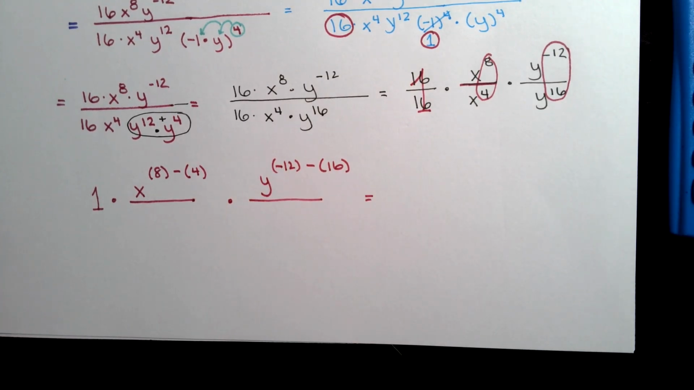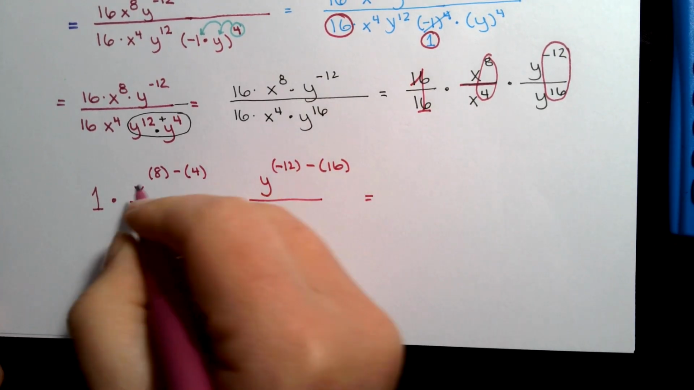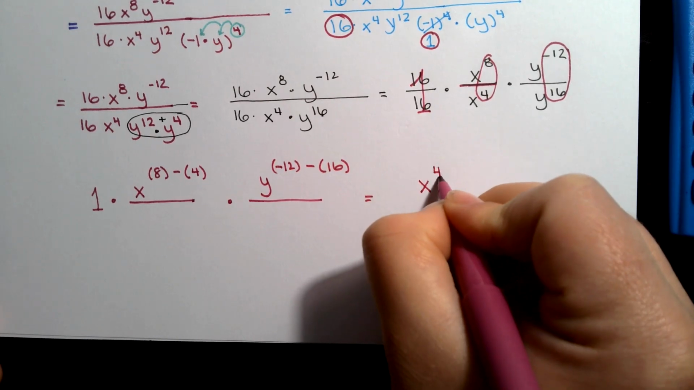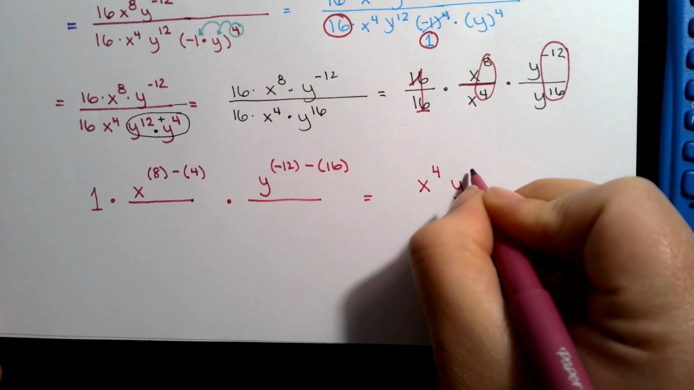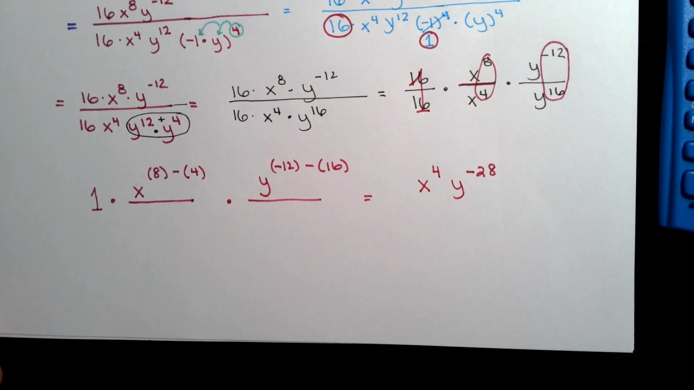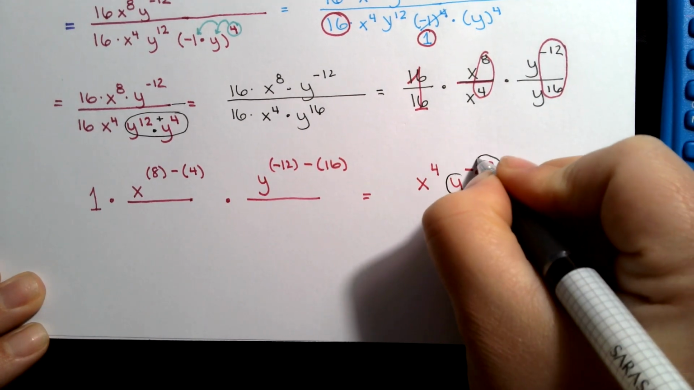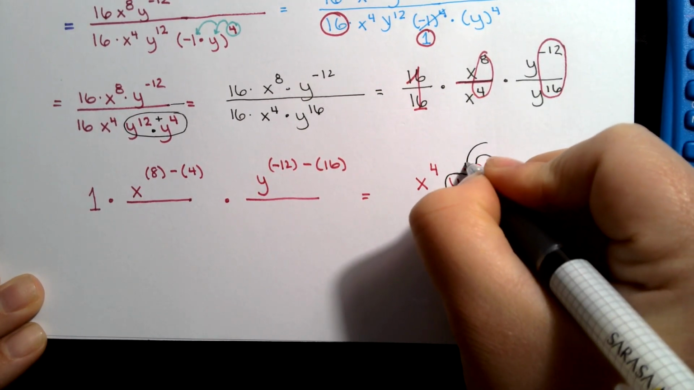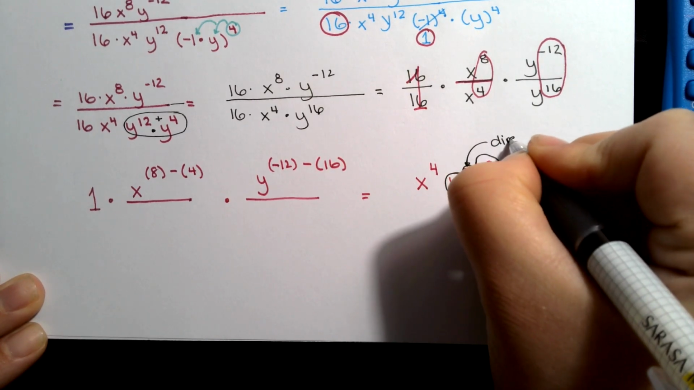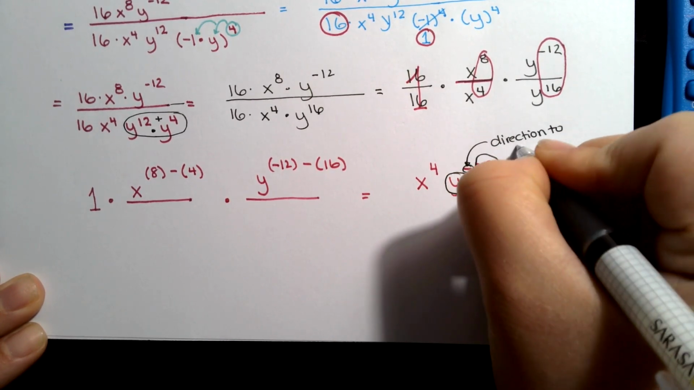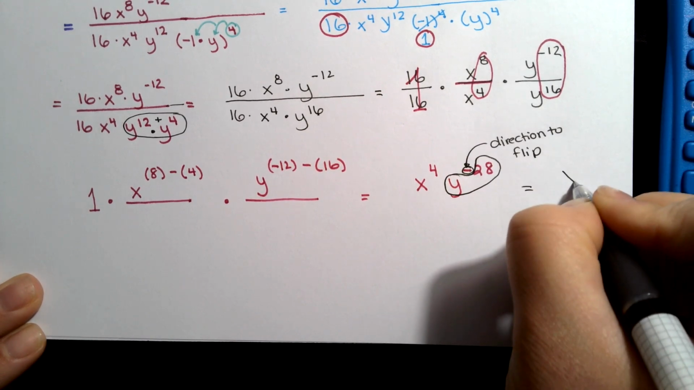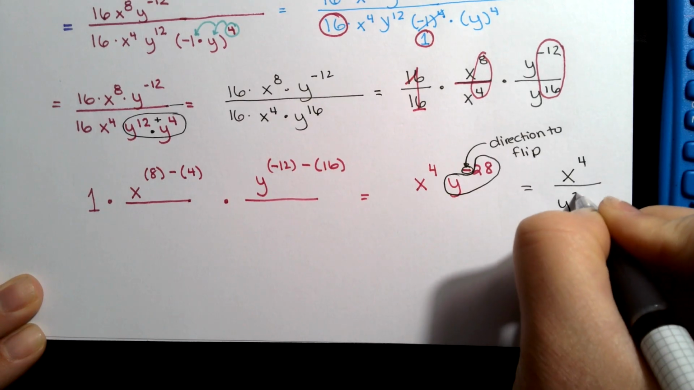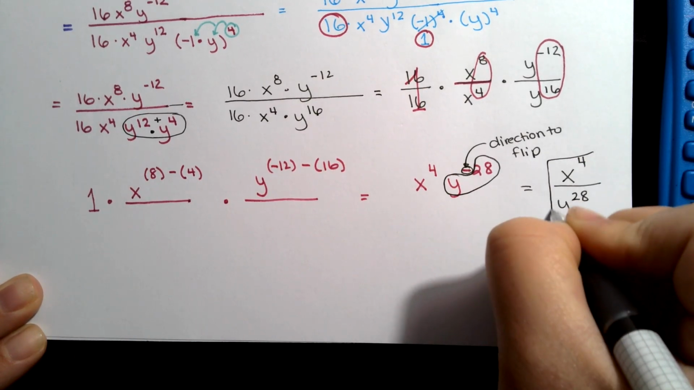You can start skipping that 1. We don't really need it. So 8 minus 4, we got 4. Negative 12 minus 16, careful with double negatives here. We got y to the negative 28th power. And here, after everything is all done, we're going to pick up that y, we're going to pick up that 28. Remember, the negative is directions to flip, not the 4 on x. That's not negative. So we have x to the 4th on top, y to the 28th positive on the bottom.